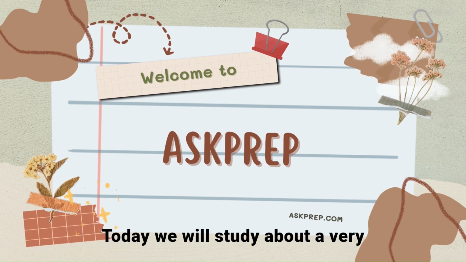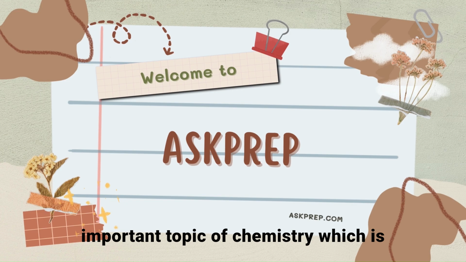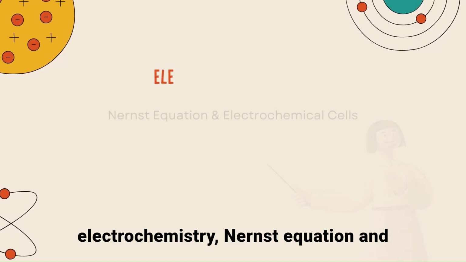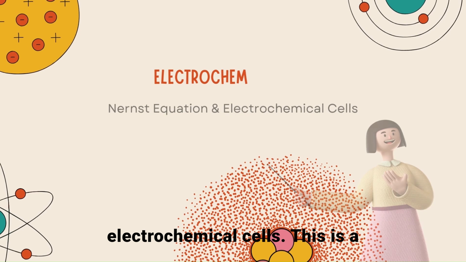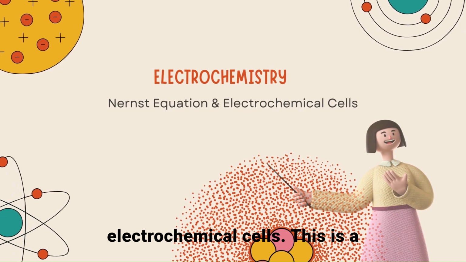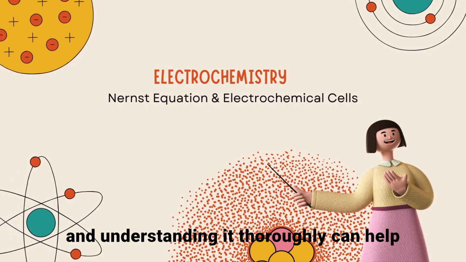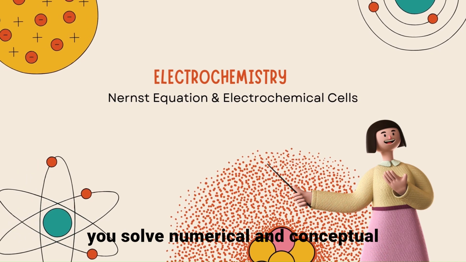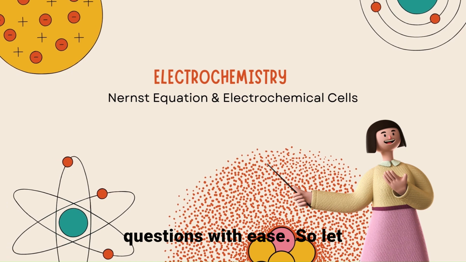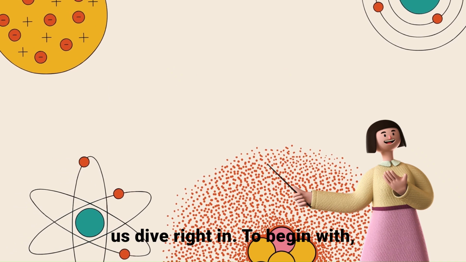Today we will study a very important topic of chemistry, which is electrochemistry, the Nernst equation and electrochemical cells. This is a crucial topic for both NEET and JEE aspirants, and understanding it thoroughly can help you solve numerical and conceptual questions with ease. So, let's dive right in.